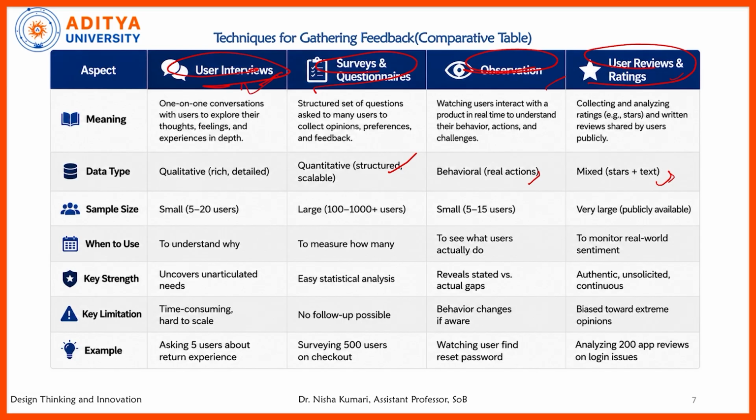When we talk about user interviews, we use them to understand why the user is behaving in a certain way, what the reason behind that is. With surveys and questionnaires, we try to measure how many users are feeling the same way. With observations, we see what they actually do in place of what they are saying. And with user reviews and ratings, we understand the sentiments of the real world at a larger scale.